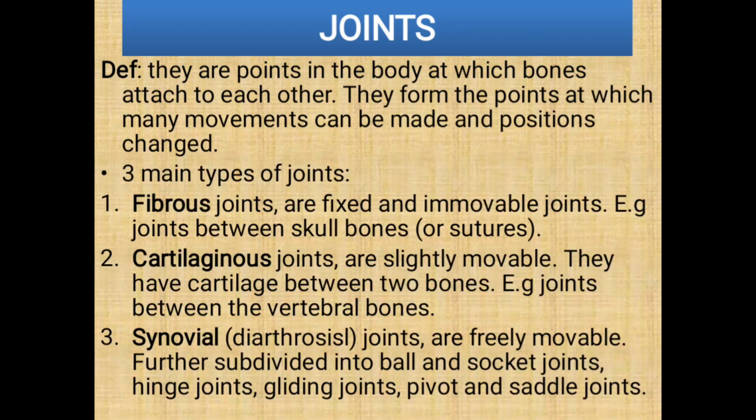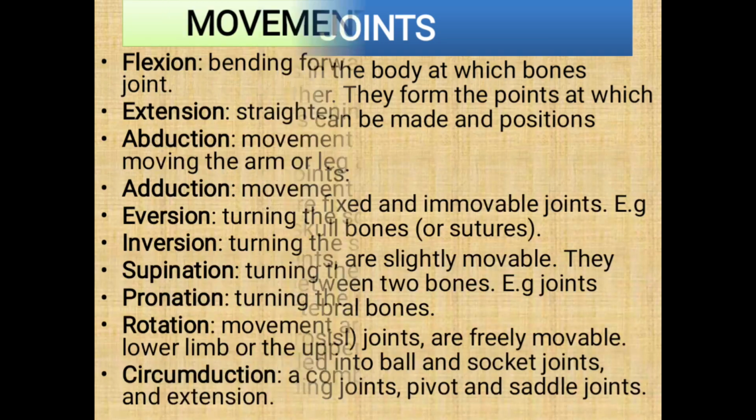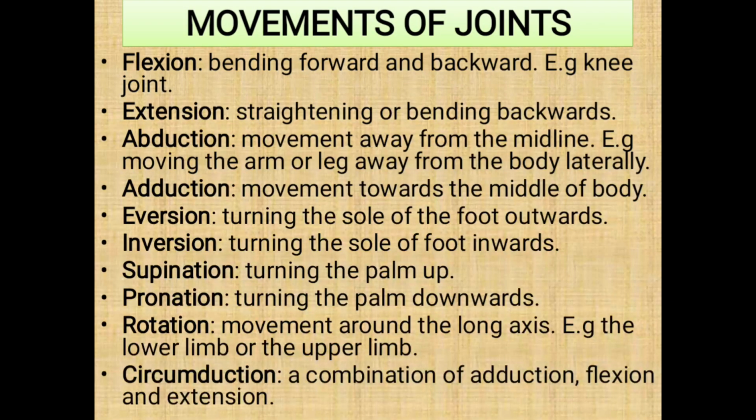Alafu tuko na joints zinaitwa synovial ama diaphosis joints. So tunakumbuka kitu inaitwa synovial fluid. Synovial fluid basically ni fluid yenye ilikuwa inafanya joints ina move freely. Ikiisha, si friction inaanza. So for example, joints ni zile joints zenye ziko na ball and socket, the gliding joints, the pivot and saddle joints. Kama joints za kujoin femur na tibia na fibula, ndio.